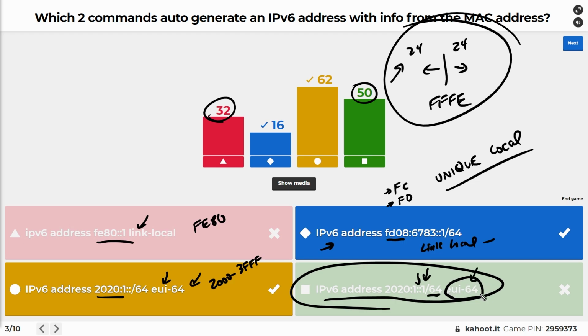And then I said EUI64, and the Cisco router would balk and say, oh, wait. You want me to use EUI64, but you specified the address there. That's not going to fly. And that's why these two answers are the only correct ones on the board.